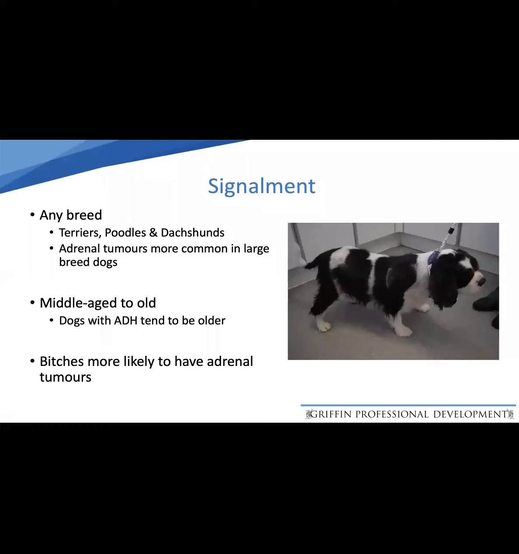And there may be a slight female predisposition, about 60% female to 40% male. The prevalence of Cushing's syndrome is thought to be about 1 in 100 dogs, but this study was completed at a referral hospital, so it might not be representative of the typical population that we're seeing in small animal practice.